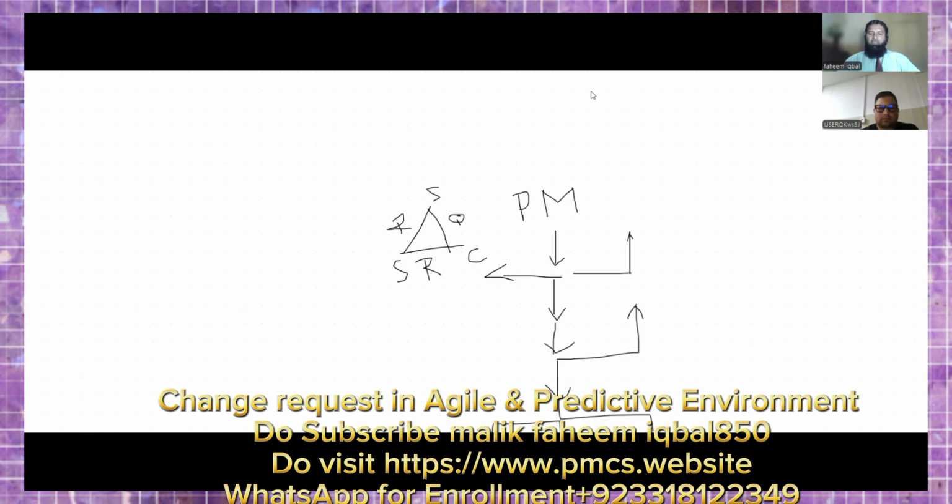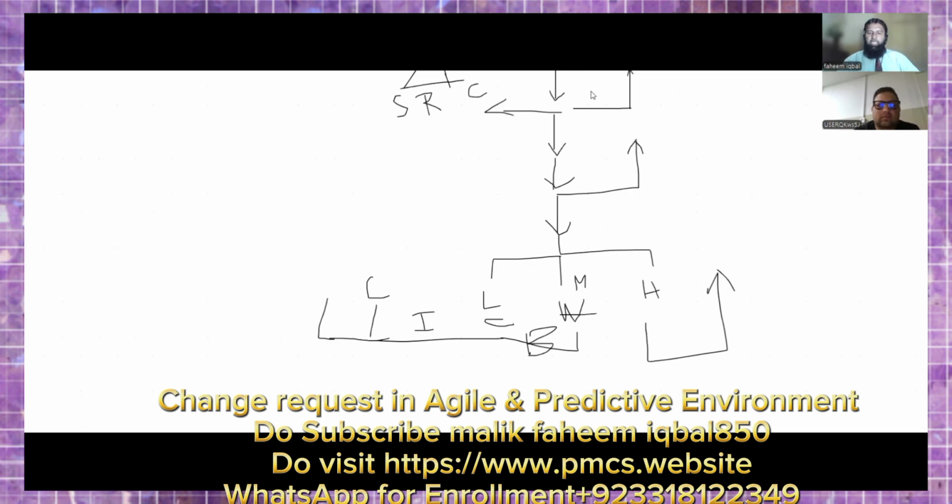And if the customer rejects the change request, then it is sent back and the change request is communicated. If the customer says okay, go ahead, then the PM will do the detailed impact analysis of that change request and send it to the change control board, and again the same procedure will follow.